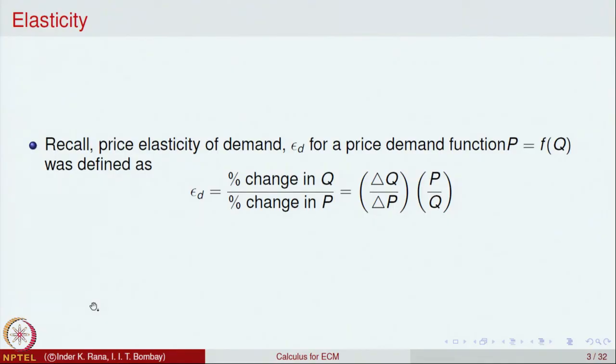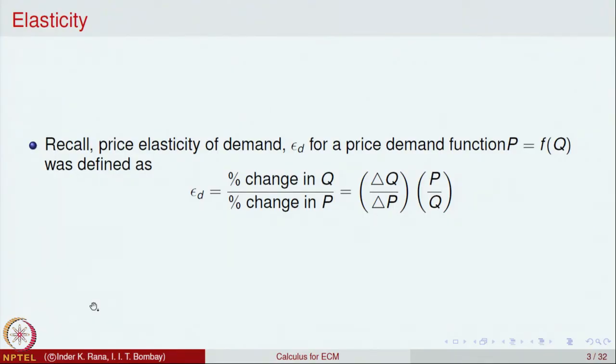Namely, we found a relation: the marginal propensity to consume plus the marginal propensity to save is a constant that is equal to 1. So, we will look at more applications of derivative in today's lecture. Let us start by recalling the notion of elasticity.